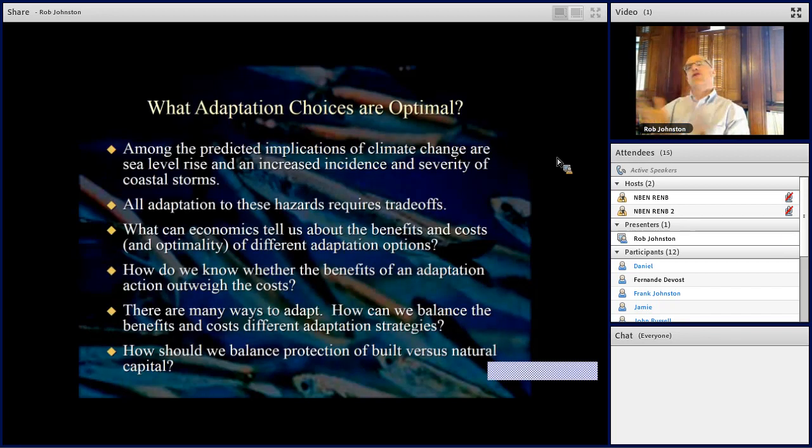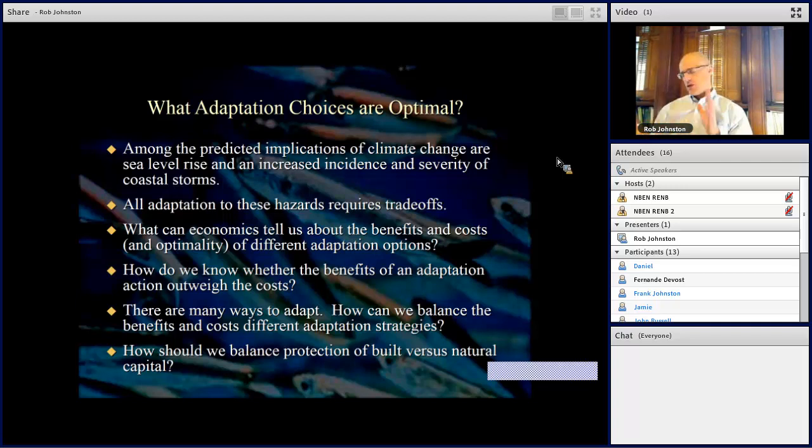First slide, just some background. We've got rising seas and increased incidence and severity of coastal storms. So a lot of coastal areas, towns, and states are worried about what to do about that. Lots of options are possible. You can armor your shoreline, build riprap, bulkheads, whatever. In some cases, you might be able to nourish beaches to provide protection, restore salt marshes, what have you. There's all sorts of different things you can do.